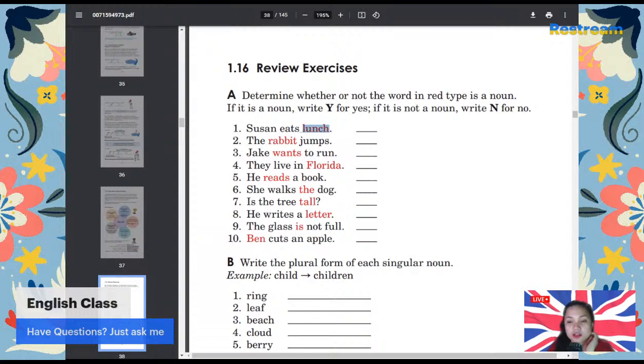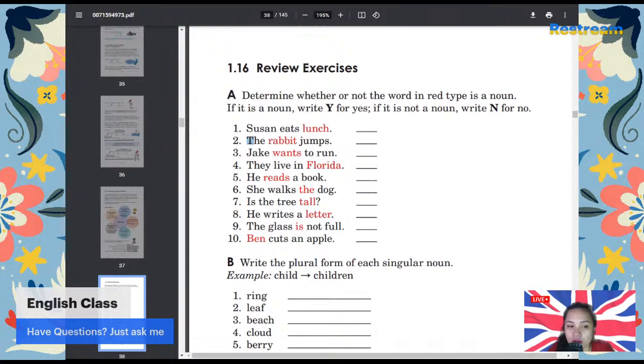Okay, so is lunch a noun? Yes, it can be a noun. So the answer here is yes. Lunch is a noun. Let me explain for the lunch. Lunch is part of the meal of the day. So it is a noun for a food, a certain meal of the day.